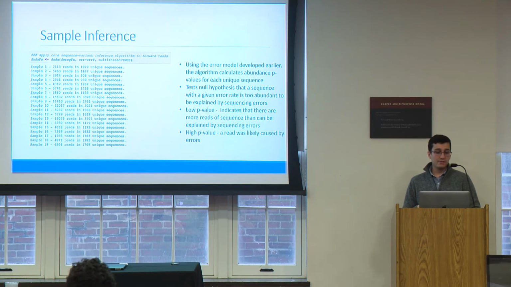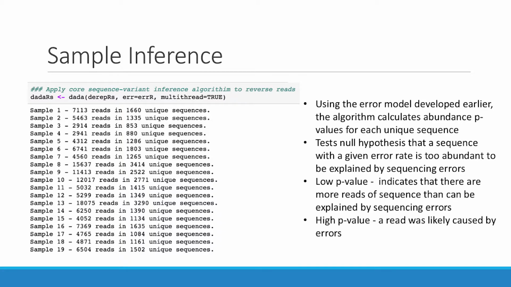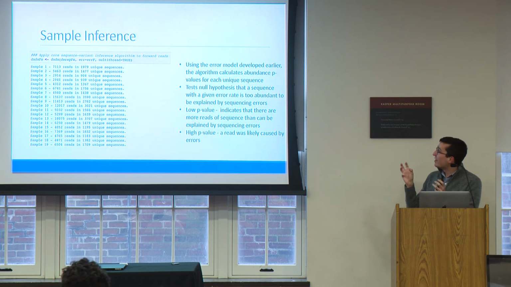Okay, so the next part is actually the heart of the DADA2 program, and that's sample inference. What you do is feed in the error model that you developed a couple of steps previous, along with your dereplicated reads. This command calculates an abundance p-value for each of your unique reads. Basically, it's testing the null hypothesis that a sequence is too abundant in your sample to be explained solely by errors in your data set. To conceptualize it, a low p-value means that this is a real sequence and it likely wasn't caused by random errors during sequencing, while a high p-value means that it was likely caused by errors. In this case, that particular read would not be kept. It would just be thrown out because it's low quality data.